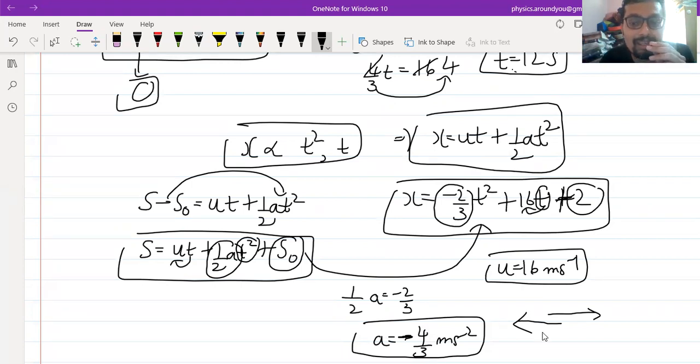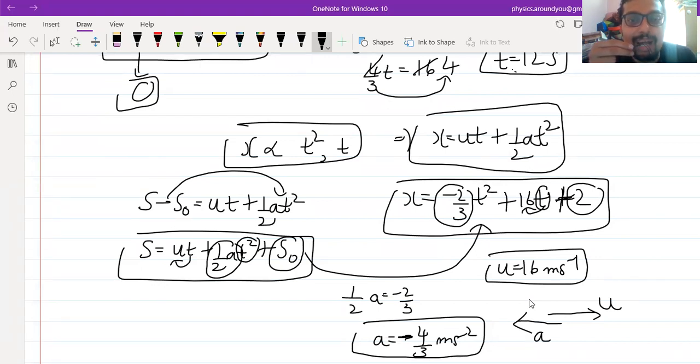Okay. Initial velocity towards right. So what might happen? The body is slowing down. Correct. A very good answer. The body is slowing down. Well, after this, what can be done further? Anything further we can do from this?